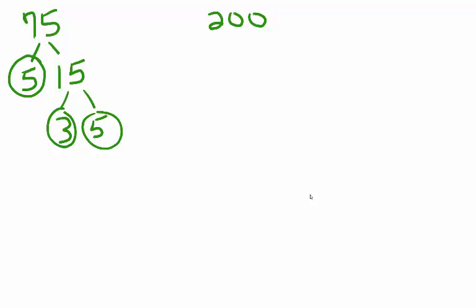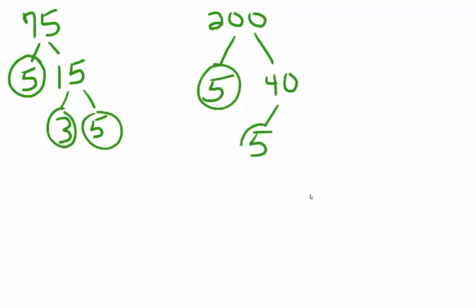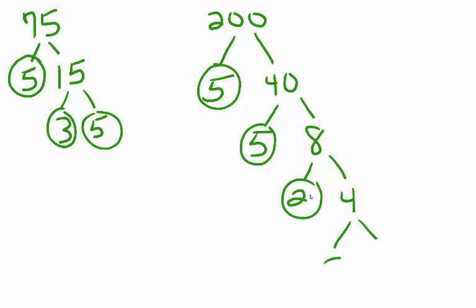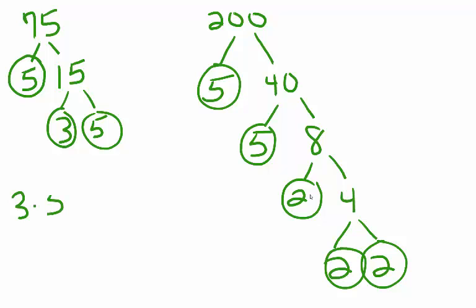Now let's break down the number 200. I know that 5 divides into 200 40 times, and 5 is my prime number. 5 divides into 40 8 times. 2 divides into 8 4 times, and 4 is a product of 2 times 2. So now I have a complete prime factorization for each number. 75 can be written as 3 times 5 squared, and 200 can be written as 2 cubed times 5 squared.